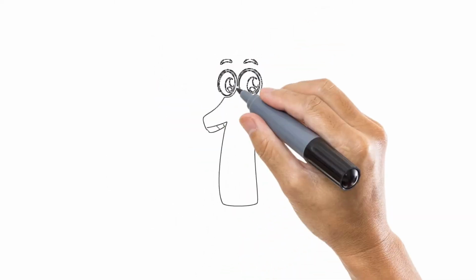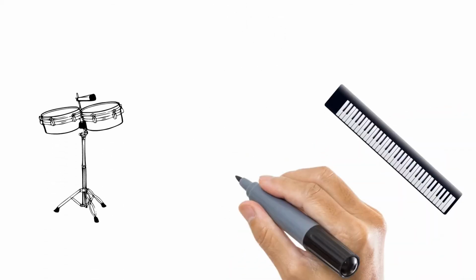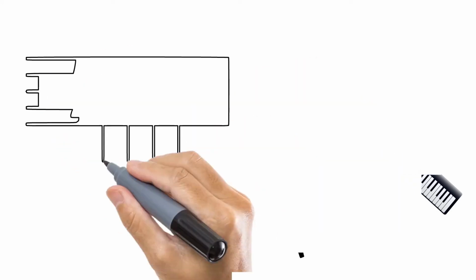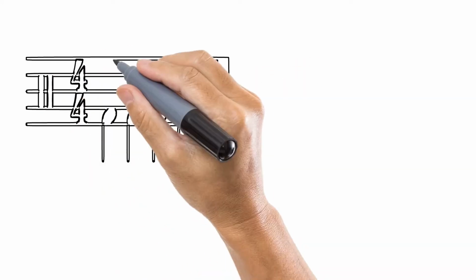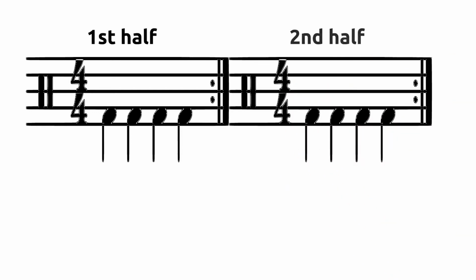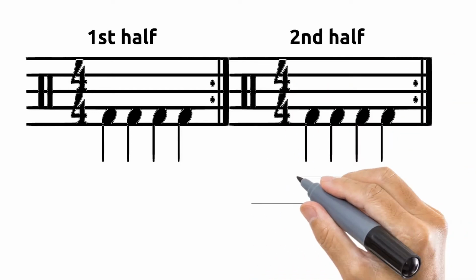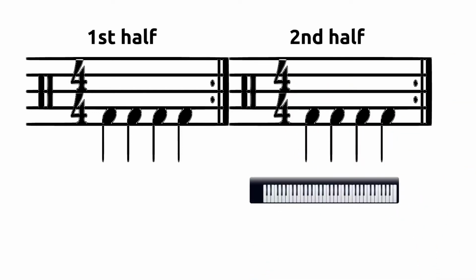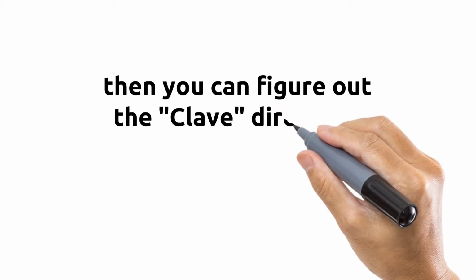But if you know where beat number 1 is, then you can easily figure out when each instrumental rhythmic pattern begins and ends. So, if you know which part of the pattern is in the first half of the musical phrase and which part is in the second half, and you're able to match one of those parts to a specific side of the clave, then you can figure out the clave direction.